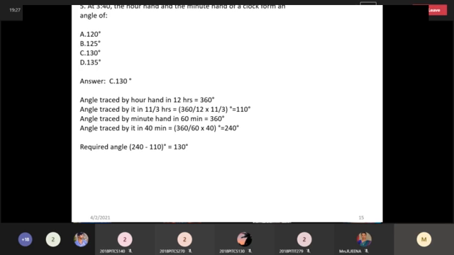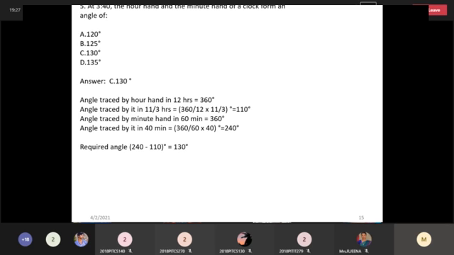At 3:40, the hour hand and minute hand of a clock form an angle of 120 degree, 125 degree, 130 degree, 135 degree. So what could be the answer? That is, we'll see the explanation for this problem.